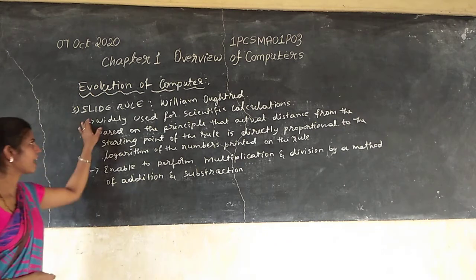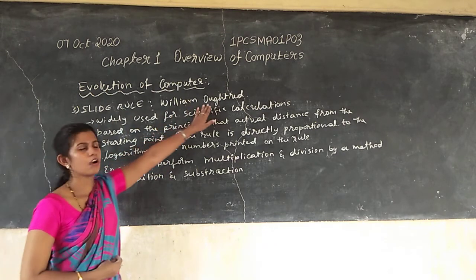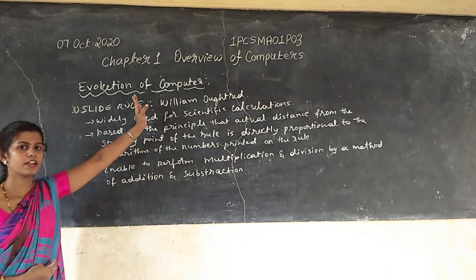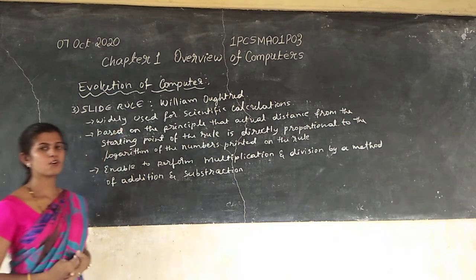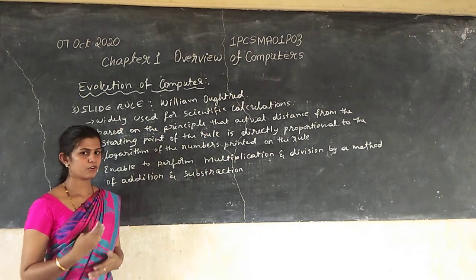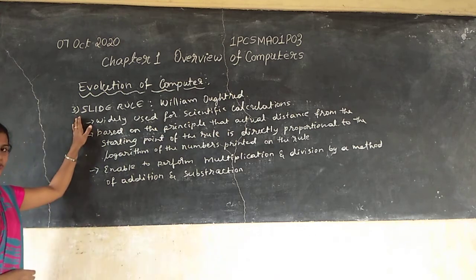Next we have slide rule. Slide rule was invented by William Oughtred, and it is widely used for scientific calculation. To perform scientific calculations, they used the slide rule.